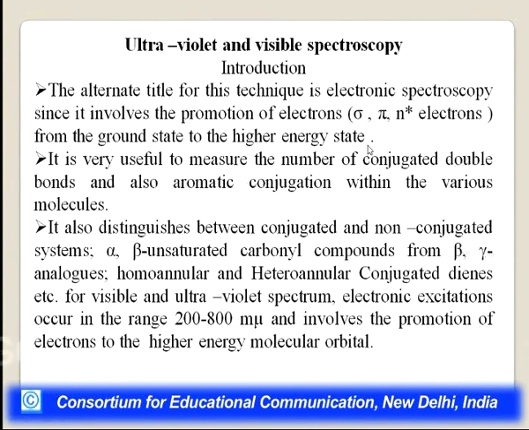When you pass electromagnetic radiation, let's say ultraviolet visible electromagnetic radiation, onto an organic molecule, it is very useful for measuring the number of conjugated double bonds, also aromatic conjugation within the various molecules. It also distinguishes between conjugated and non-conjugated systems, alpha beta unsaturated carbonyl compounds, beta gamma analogs, homoannular, heteroannular conjugated dyes, etc. For visible and ultraviolet spectrum, electronic excitation occurs in this range.